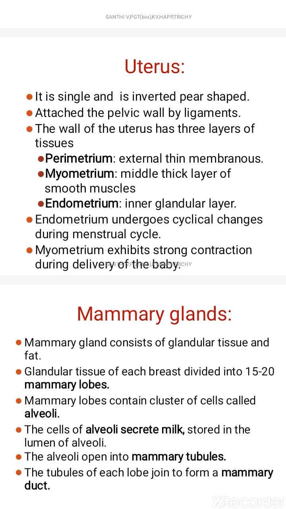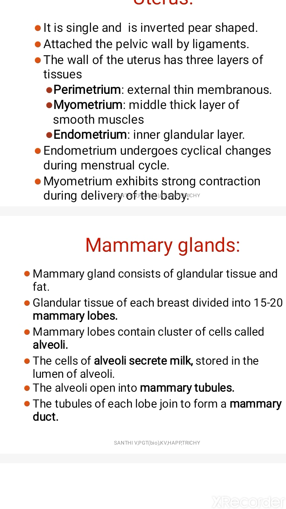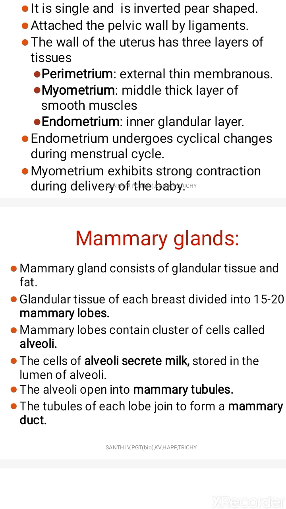Next are the mammary glands. They consist of glandular tissue and fat, and have a lot of small lobes called mammary lobes. Each mammary lobe contains clusters of small structures called alveoli, and the alveoli secrete milk. The milk is produced and stored inside the lumen, which is the cavity of the alveoli. The alveoli open into mammary tubules, and the tubules join together to form the mammary duct.